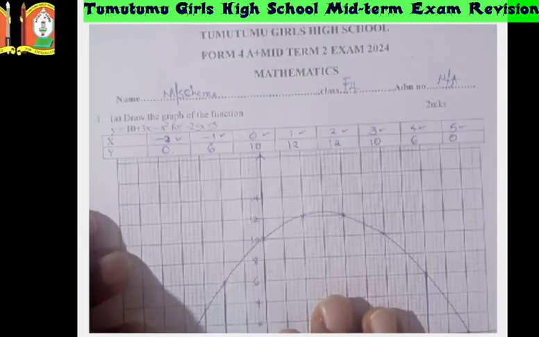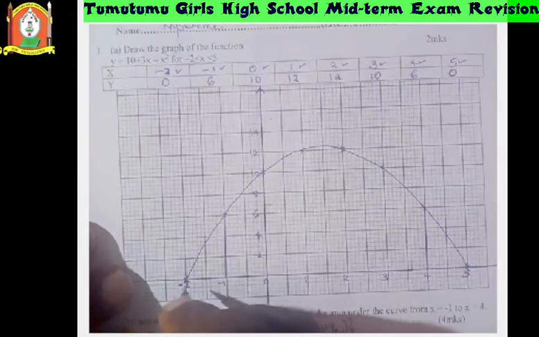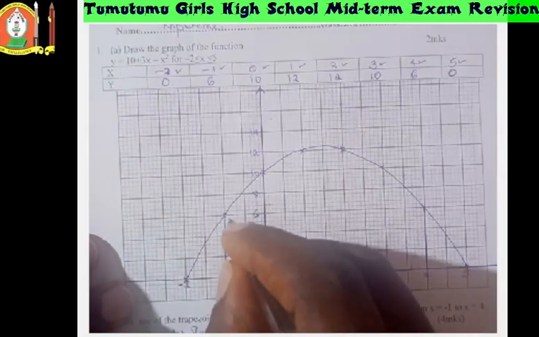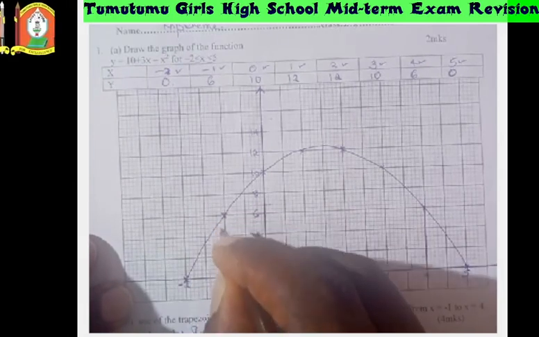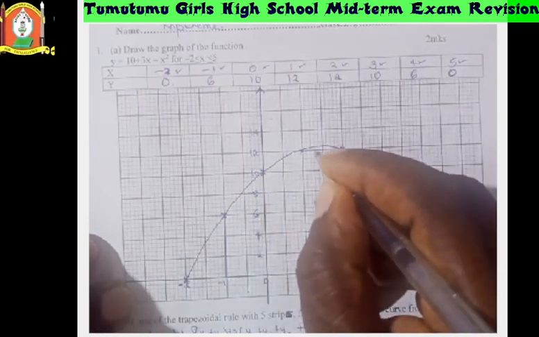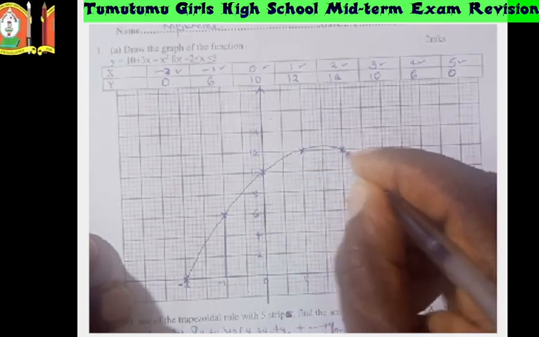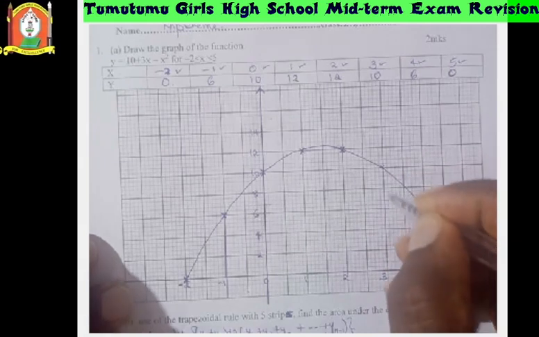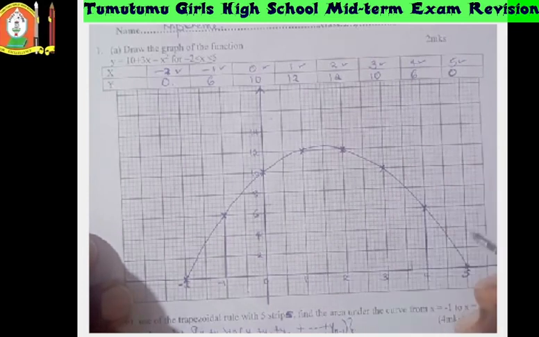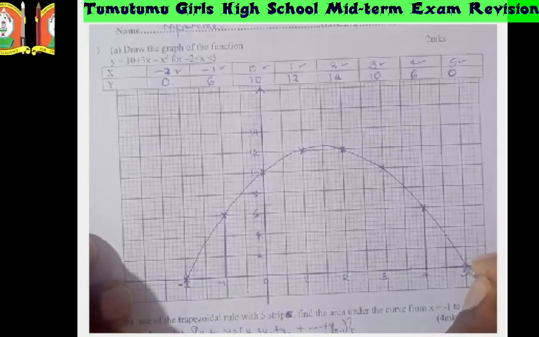Then we want to draw a graph for the function. When x is equal to -2, the value of y is 0; when x is -1, the value of y is 6; when x is 0, the value of y is 10; when x is 1, the value of y is 12; when x is 2, the value of y is 12; when x is 3, y is 10; when x is 4, y is 6; when x is 5, y is 0.